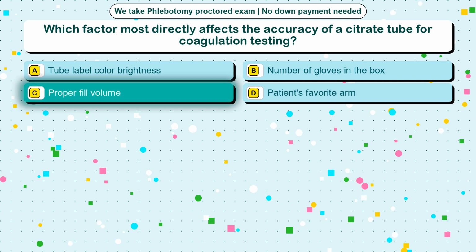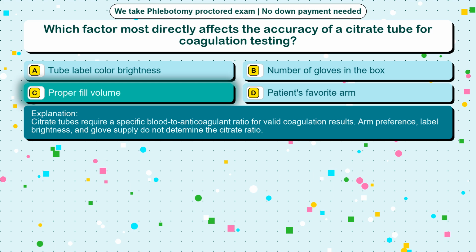The correct answer is option C, proper fill volume. Citrate tubes require a specific blood-to-anticoagulant ratio for valid coagulation results. Arm preference, label brightness, and glove supply do not determine the citrate ratio.